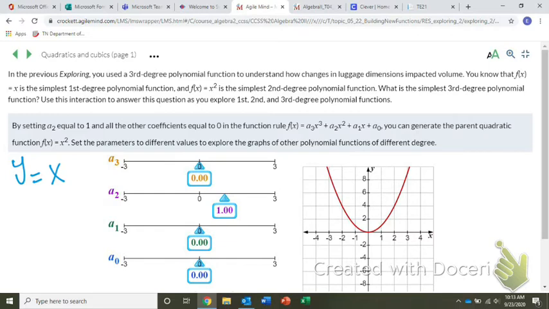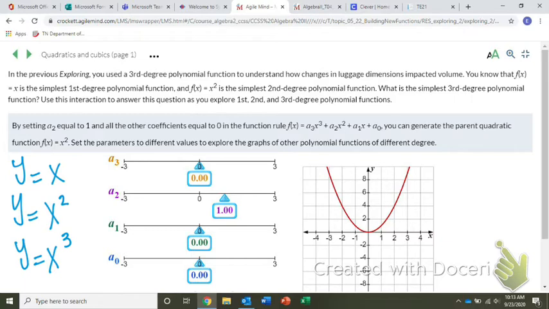Then it says f of x equals x squared is the simplest second-degree polynomial function, okay? What is the third-degree polynomial function? Y equals x cubed.